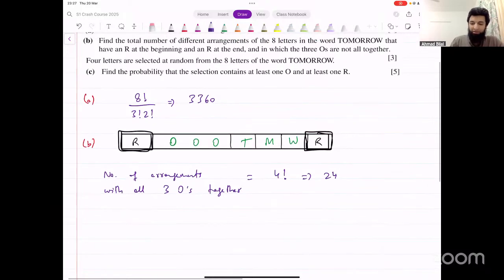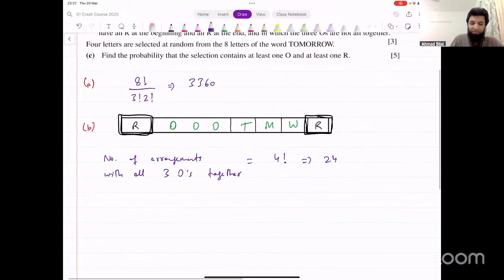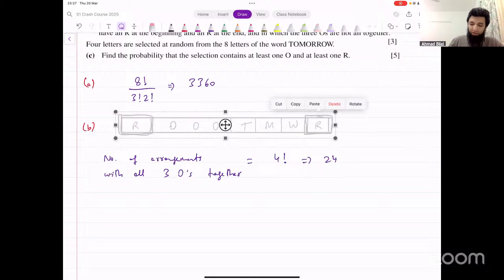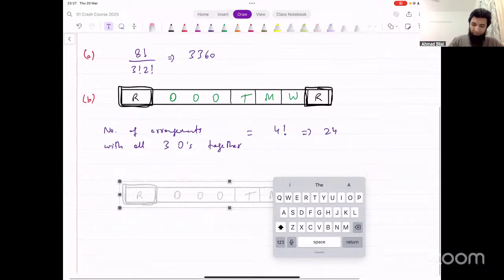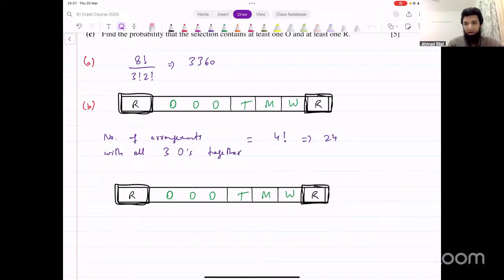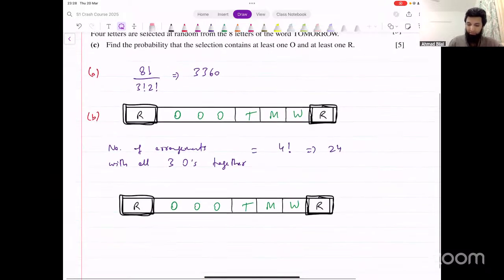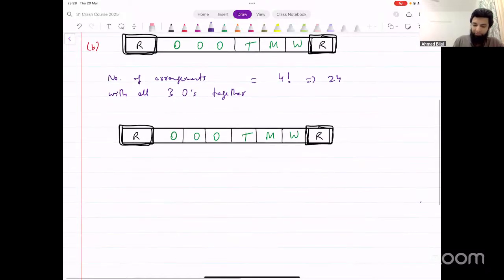Now we need to find the case where there is no restriction. So we can subtract 24 from that. If there is no restriction, what would that mean? The restriction on R is still there, right? R's are still fixed. They're still not changing. In the middle, we have these 6 letters now. In how many ways can we arrange these 6 letters? Number of arrangements.